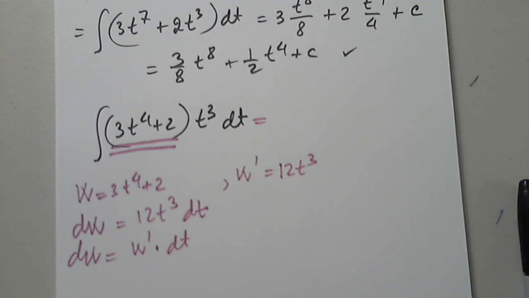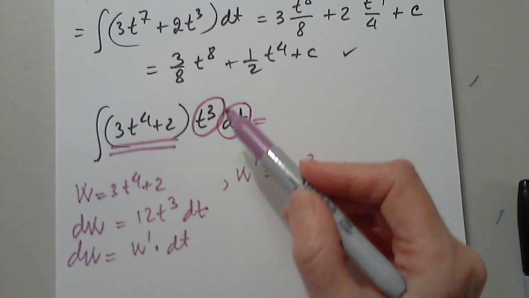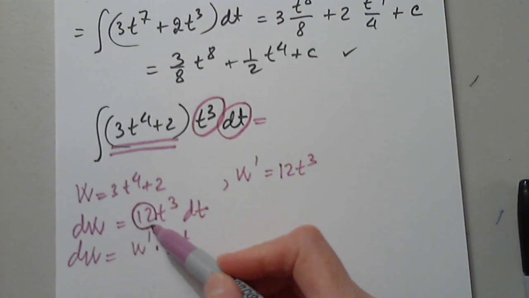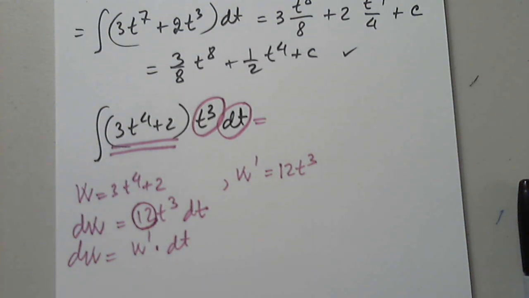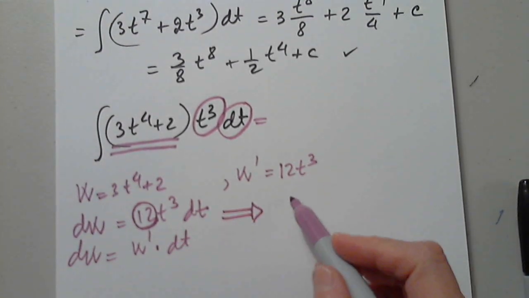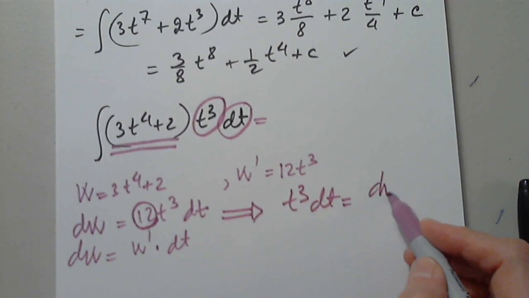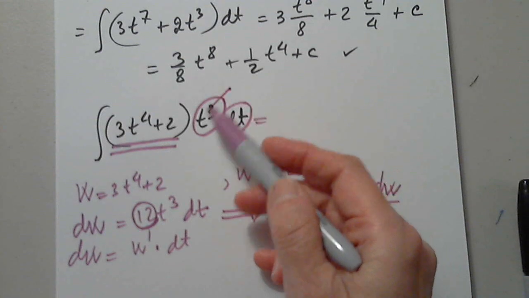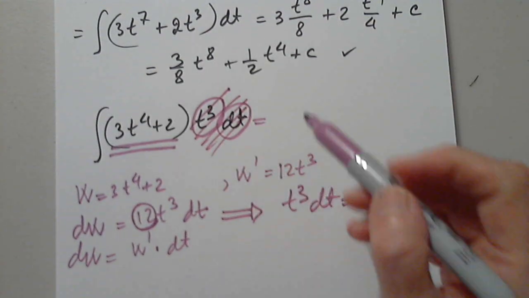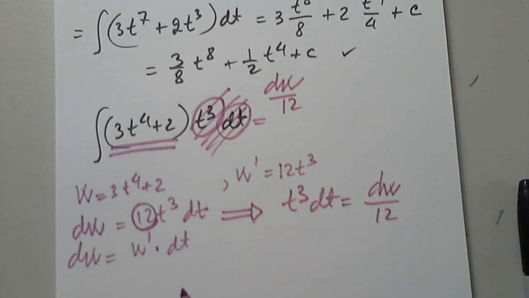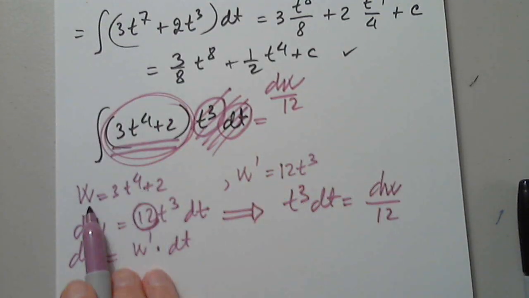So 12t cubed dt: I have t cubed, I have dt, but I don't have the 12. That's very easy to make up. Or you solve for t cubed dt, that's a different option. So t to the 3rd dt will be dw over 12. So this is replaced by dw over 12, and this has to be replaced by w.